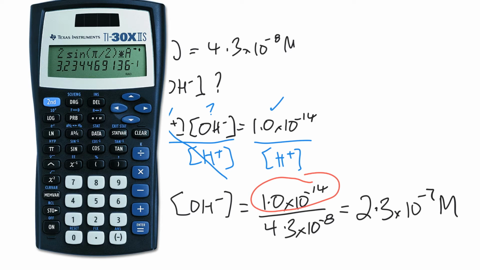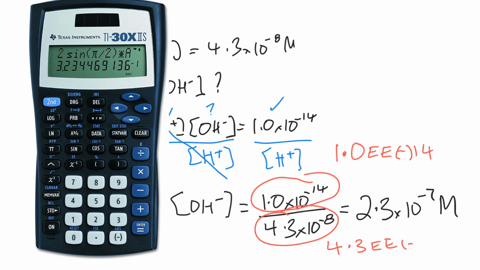So if you are trying to type 1 times 10 to the minus 14, what you do is you type 1.0. So on your calculator, you hit 1 and then point and then 0, and then for the times 10 to the power, you would hit second function EE, and then you would hit minus 14. So we're going to use this minus here, and then the 1 and the 4. You should make sure that you are aware of how to enter this on your calculator. And again, 4.3 times 10 to the minus 8, you would hit 4.3 EE, and then minus 8, and that would give you 4.3 times 10 to the minus 8. That is the easiest way by far to enter scientific notation on your calculator.